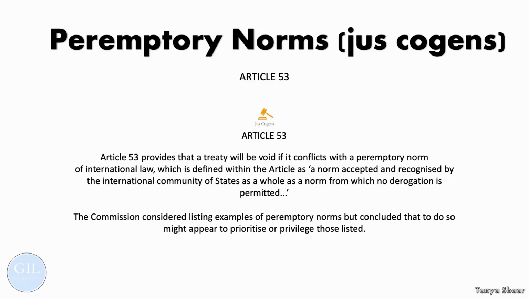The Commission considered listing examples of peremptory norms, but concluded that to do so might appear to prioritize or privilege those listed. However, an example of a peremptory norm would be human rights, or the use of force, or the use of torture. So, all of these norms are considered to be an absolute hard no in international law, being that the use of torture is absolutely prohibited. It is a jus cogens.